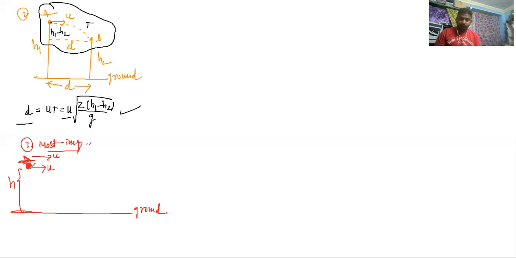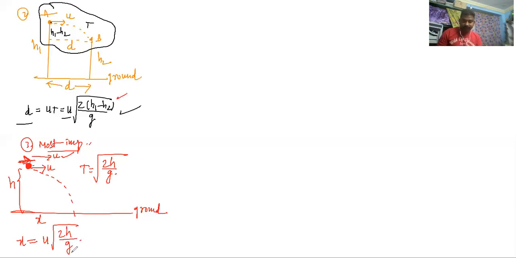The bomb wants to continue its motion with the same velocity as the airplane at this instant. After some time it starts falling in this direction. So this is also a case of horizontal projectile motion, with time of flight equal to square root of 2h by g. The distance it will fall, the same range concept, x is equal to u into square root of 2h by g.